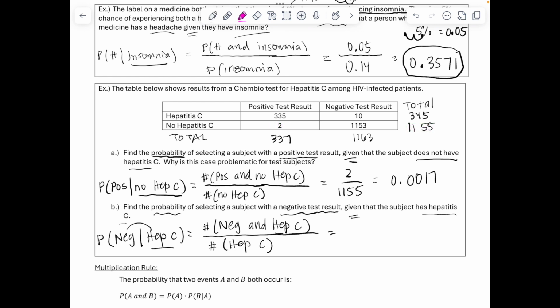So this time the number of people that have hepatitis C is 345. And then in the numerator, it says the number of people that have a negative test result, but they have hep C. There was a total of 10. So our numerator is going to be 10. The denominator would be that 345, which we can divide and round to 4 decimal places, and we get 0.0290.